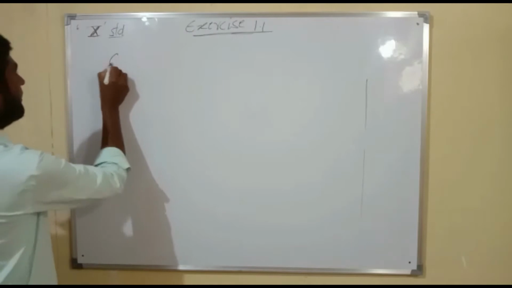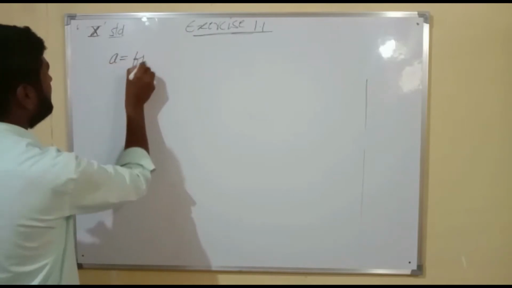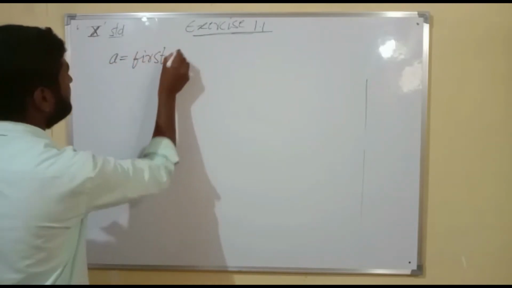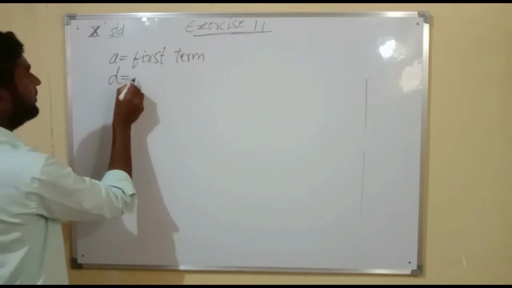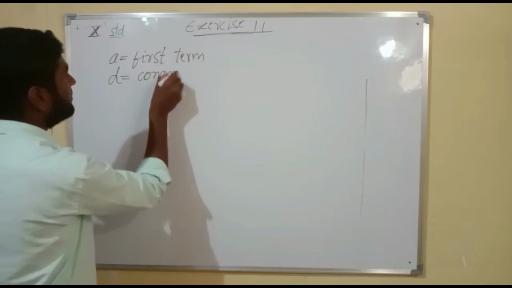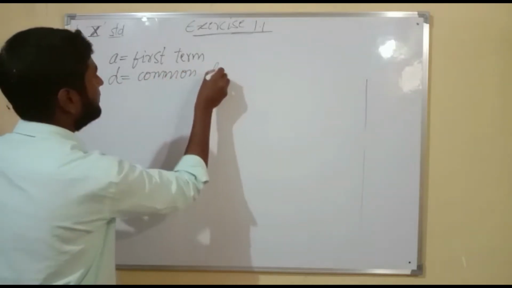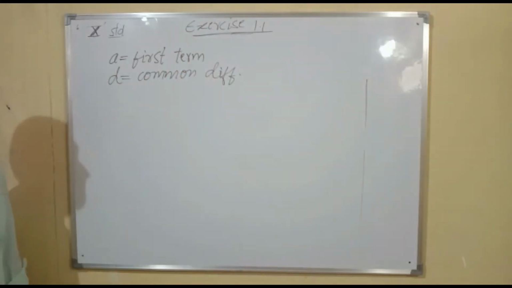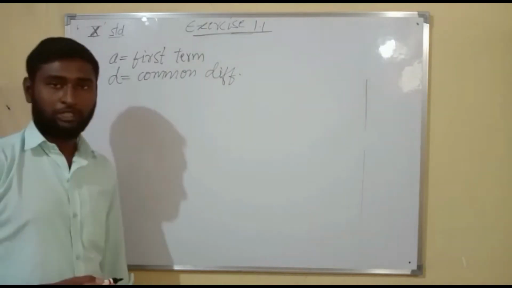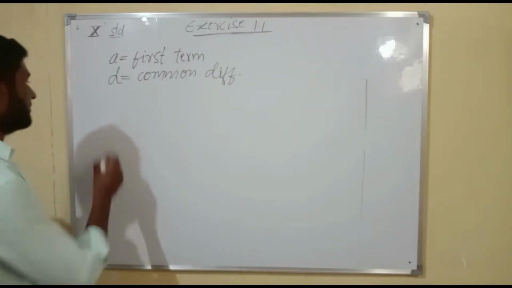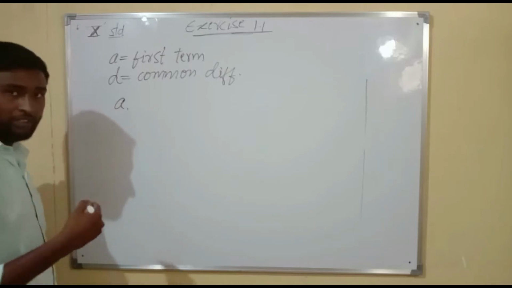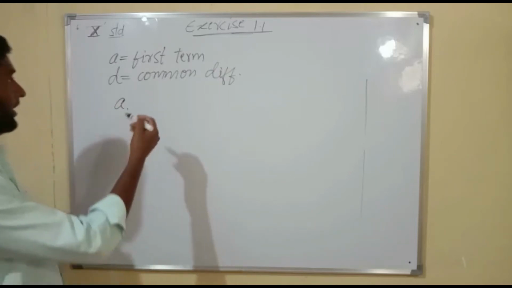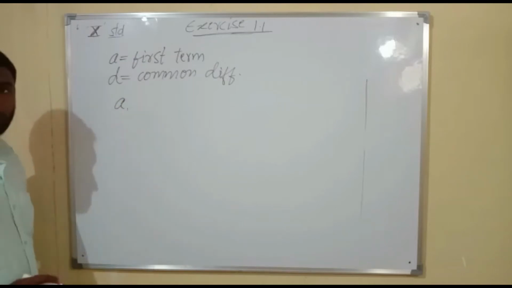A is called the first term, as we know. D is called the common difference. And we came to know the general form of an arithmetic progression. How is it done? A is the first term. To get the next term, we have to add the common difference to the previous term.